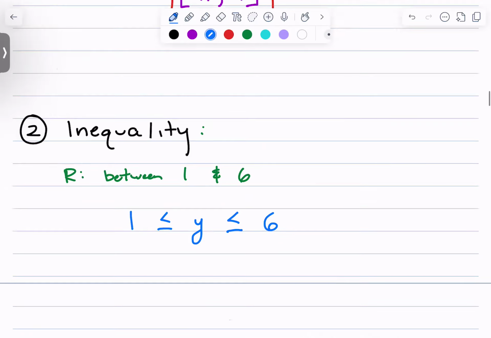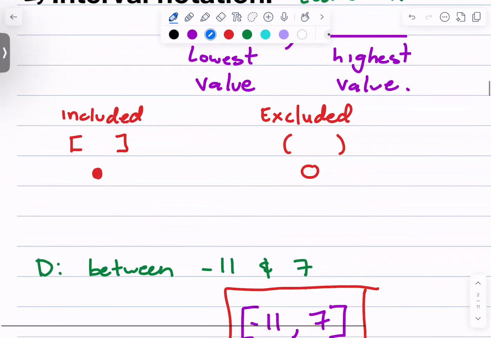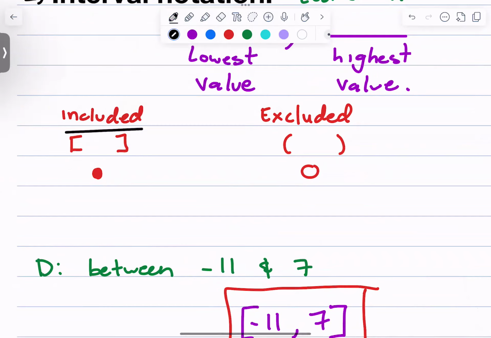So if I go back up to that list of included and excluded, I can add another thing, right? It's included when it's bracketed, when it's a closed circle, and when it's less than or equal to, or greater than or equal to. It's excluded when it's just less than or greater than. Okay?